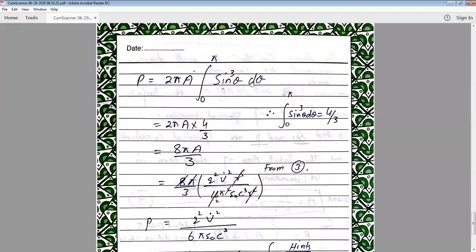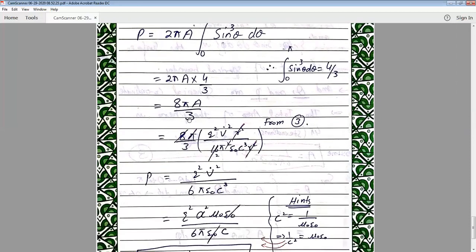If we solve this term, after some integration it is equal to 4 over 3. This term takes much time to solve, so let's simply say the integral from 0 to pi of sine cube theta d theta is equal to 4 over 3. Now this 4 over 3 term will multiply by this term, and this becomes 8 pi A over 3.